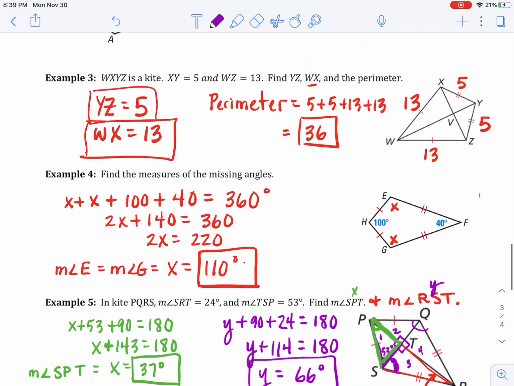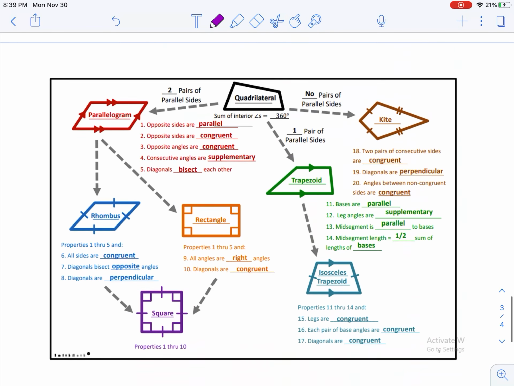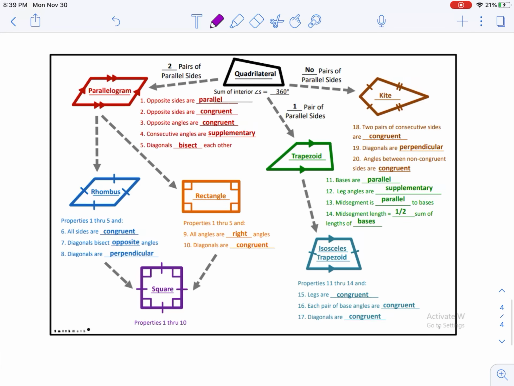What's really more important to me is that you understand how to do examples 3 and 4. Now, if we look at our flowchart one more time here, again, we see that there are 20 properties. We have focused in this lesson on the right side of this flowchart. We've looked at kites, we've looked at trapezoids, and we said that there's a special kind of trapezoid when the legs become congruent. All the properties we've talked about are listed.